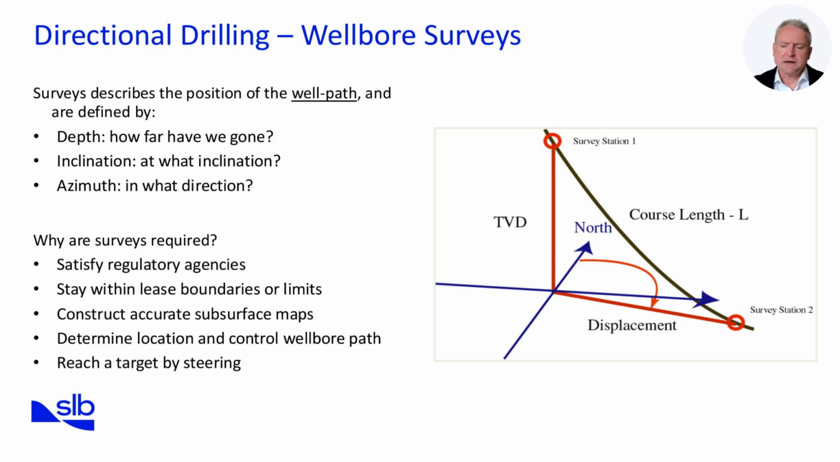5. Reach a target by steering. Ultimately, directional drilling is about hitting a target that may be miles away horizontally or vertically. Surveys enable precise course correction to ensure the bit is always moving in the right direction. This is especially important in horizontal wells, multilateral wells, and extended reach drilling, where margins for error are extremely tight.